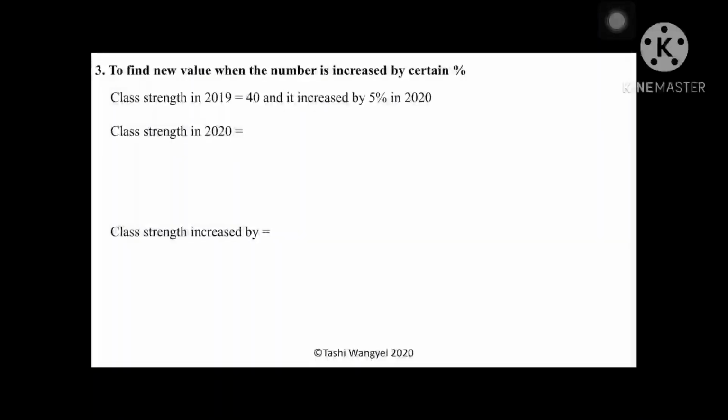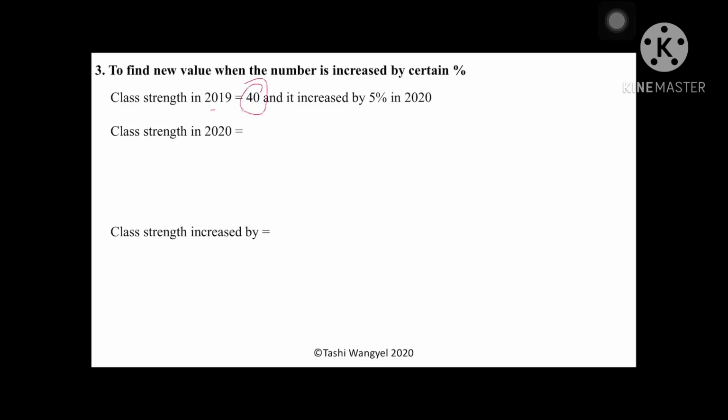So the third type is to find the new value when a number is increased by a certain percent. For example: the class strength in 2019 is 40 and it increased by 5% in 2020. What is the class strength in 2020?